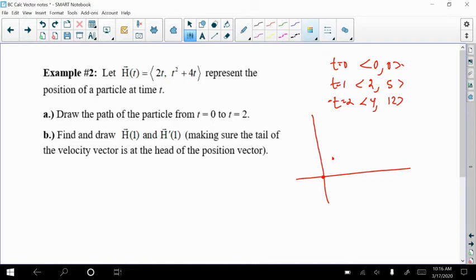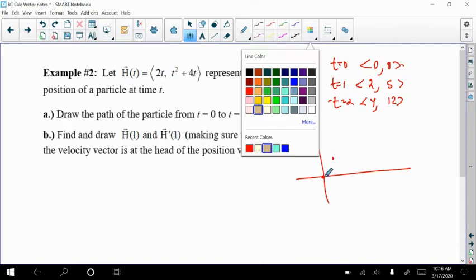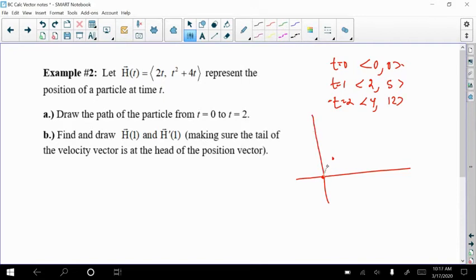So again, each of these represents a vector. I have a vector staying at 0, and I have a vector pointing at 2, 5, and I have a vector pointing at 4, 12. And so then the path would be something like this.